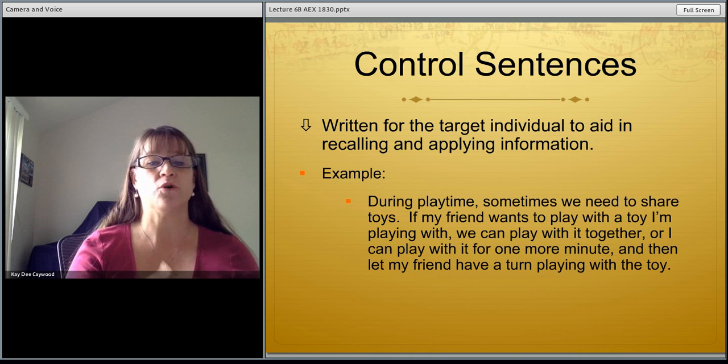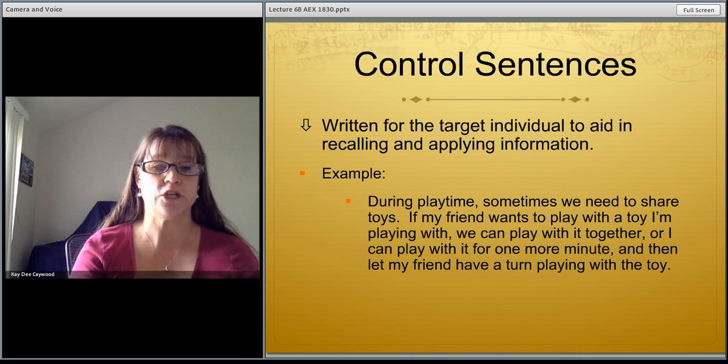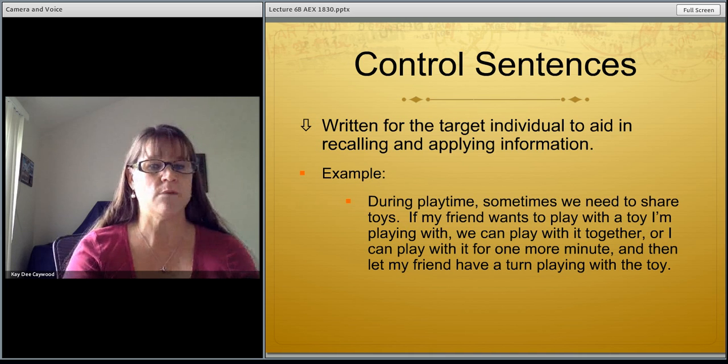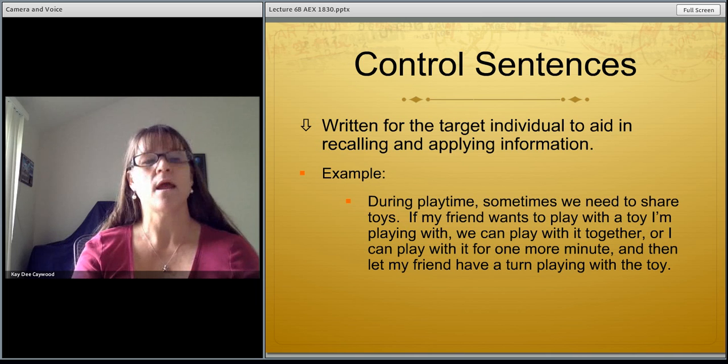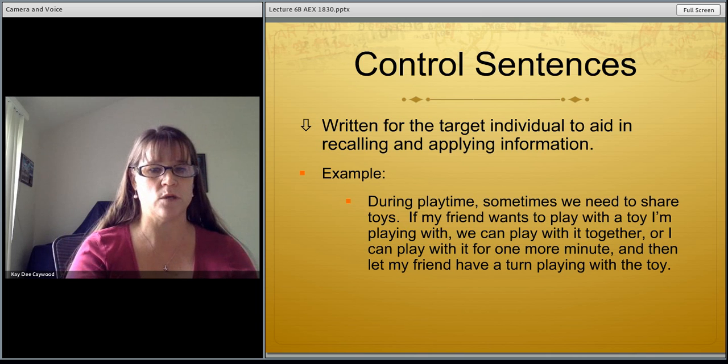So, for example, during playtime, sometimes we need to share toys. If my friend wants to play with the toy I'm playing with, we can play with it together, or I can play with it for one more minute and then let my friend have a turn playing with the toy.